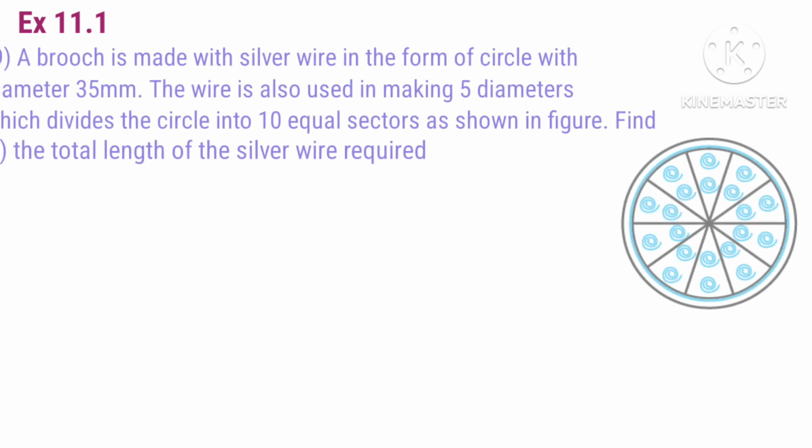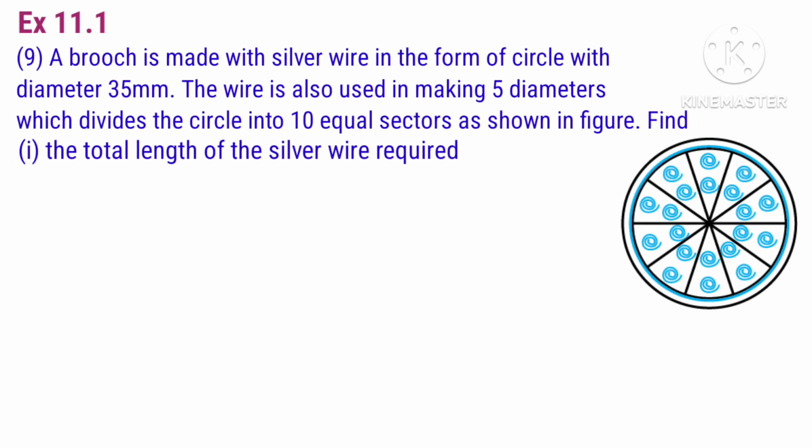We'll move on to our next question. A brooch is made with silver wire in the form of a circle with diameter 35 millimeter. The wire is also used in making 5 diameters which divide the circle into 10 equal sectors as shown in the figure. Find the total length of the silver wire required.